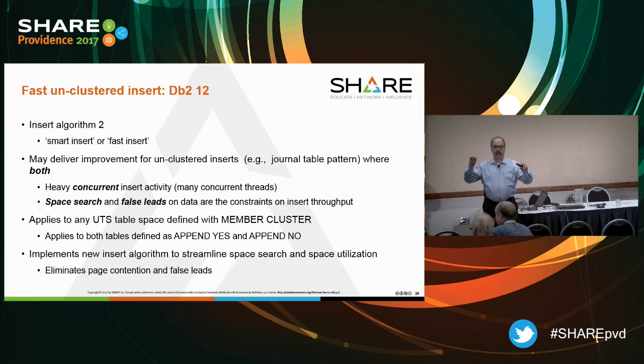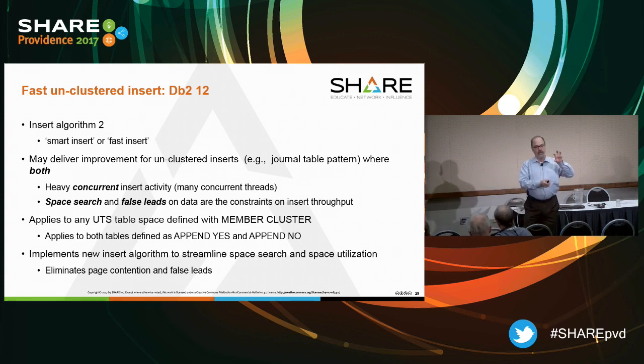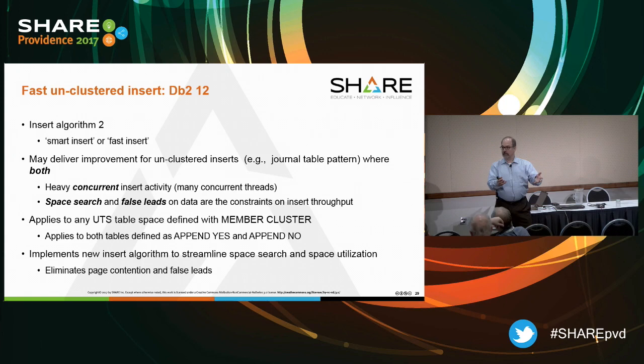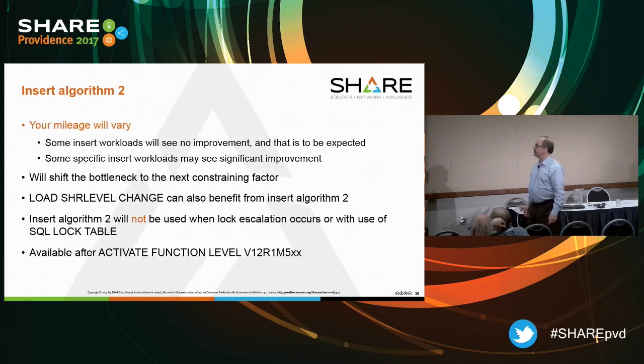It was invented for data sharing, but member cluster really just says to DB2, I don't care whether the things I'm inserting are actually in the clustering sequence, right? If you say member cluster, what you really say is, I want a different way to use the space map pages, and I want to control where the rows go differently. Originally for data sharing, but I can specify it in non-data sharing, and I can get this benefit in non-data sharing too. So you define a UTS with member cluster, and then DB2 will take the new insert algorithm to reduce contention on where those concurrent inserts go.